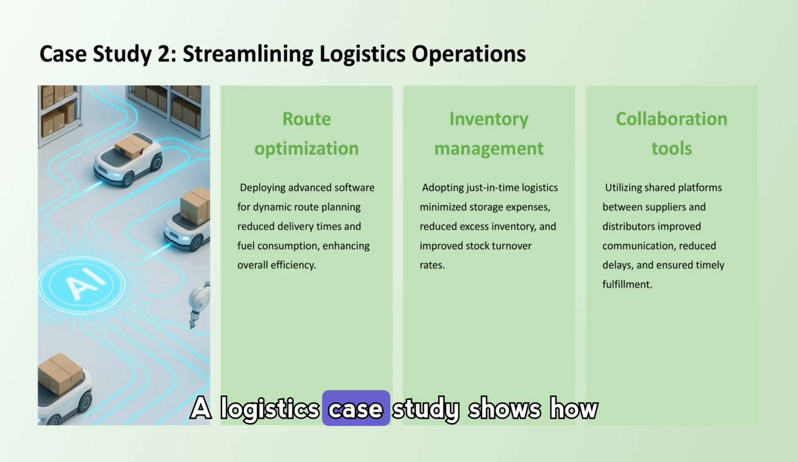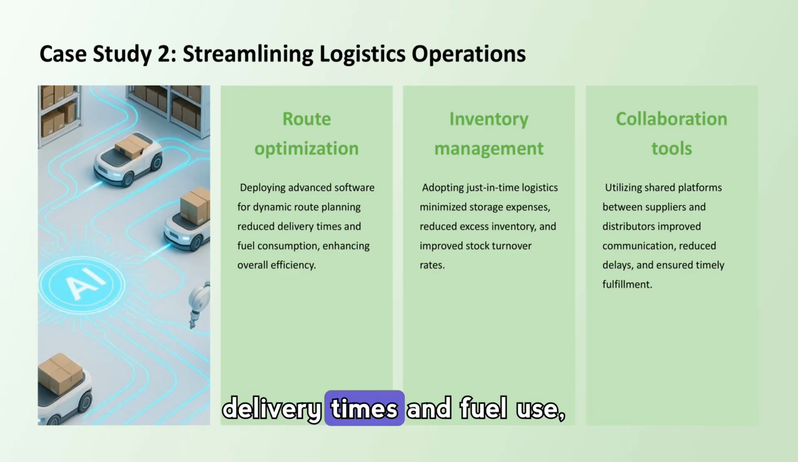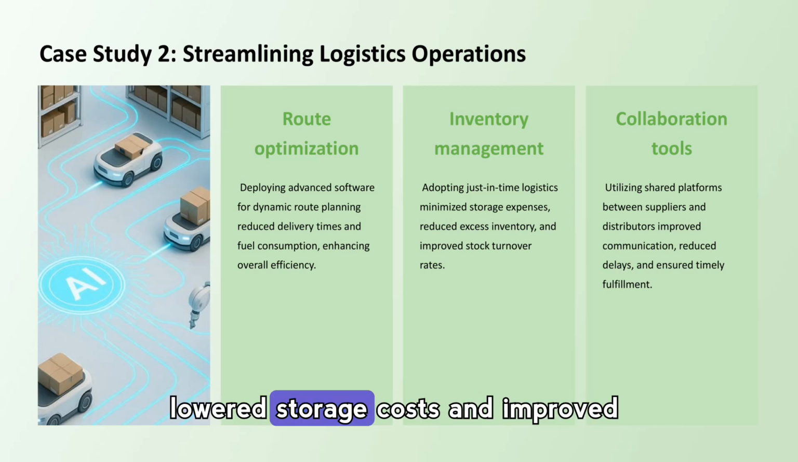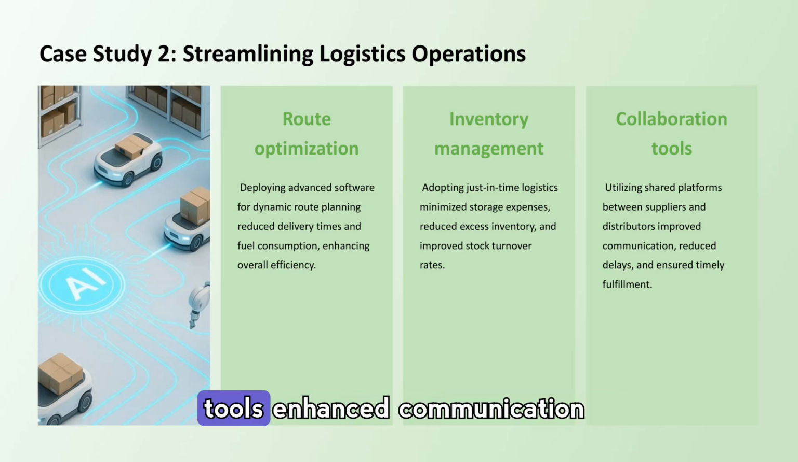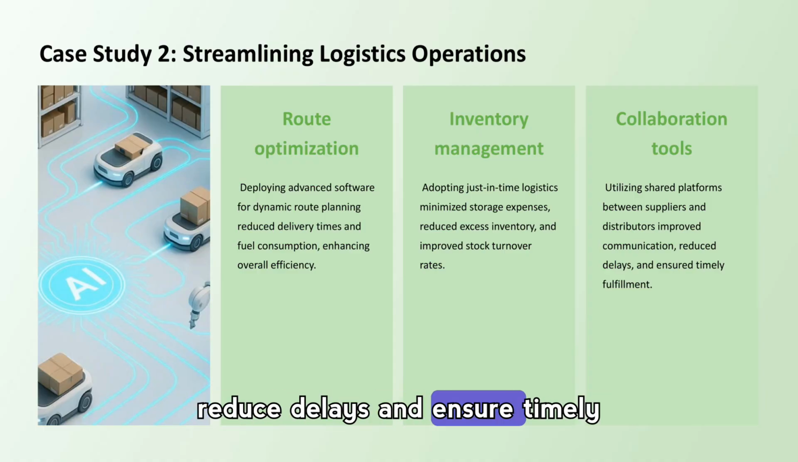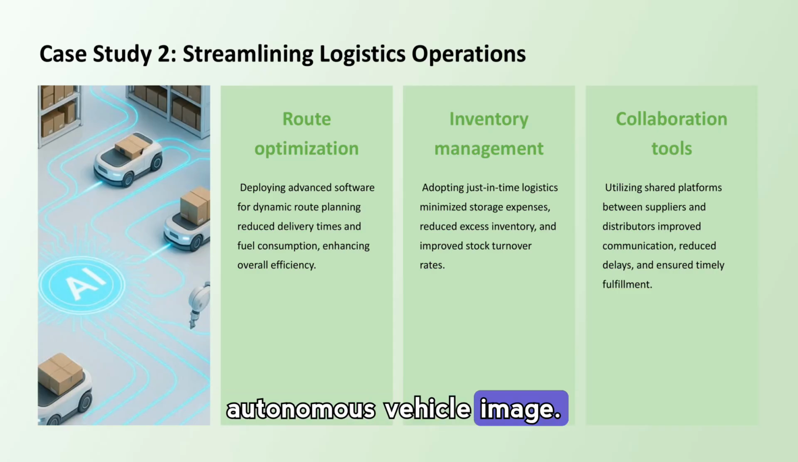A logistics case study shows how route optimization software reduced delivery times and fuel use, just-in-time inventory practices lowered storage costs and improved turnover, and shared collaboration tools enhanced communication between suppliers and distributors to reduce delays and ensure timely fulfillment, illustrated by the autonomous vehicle image.